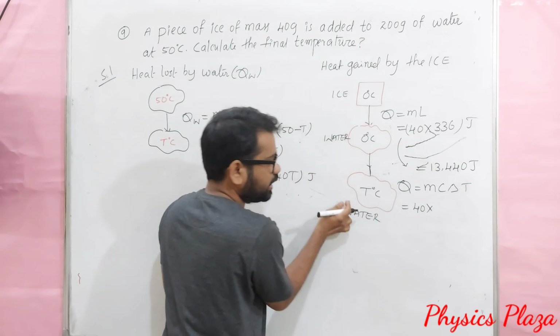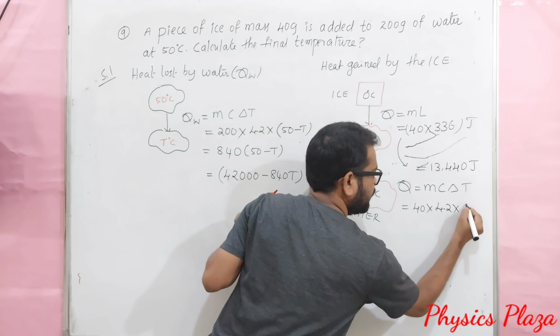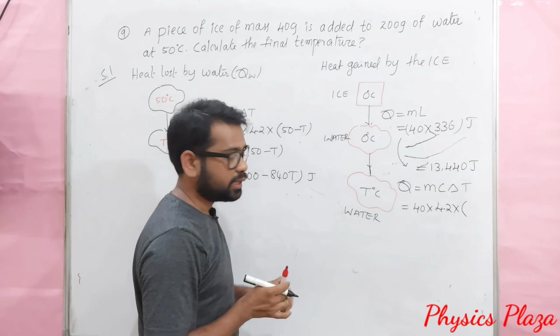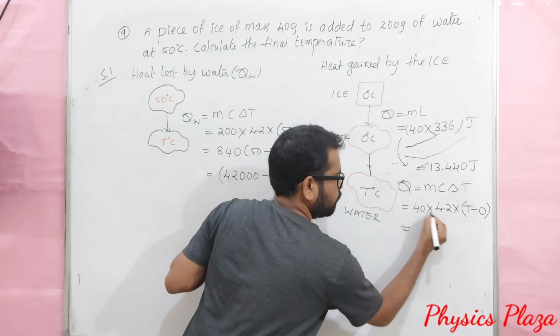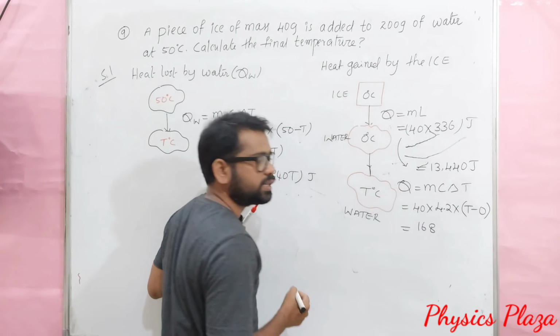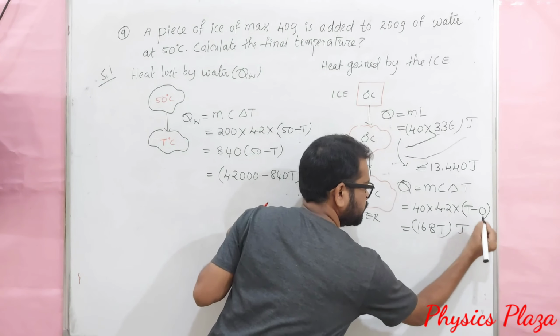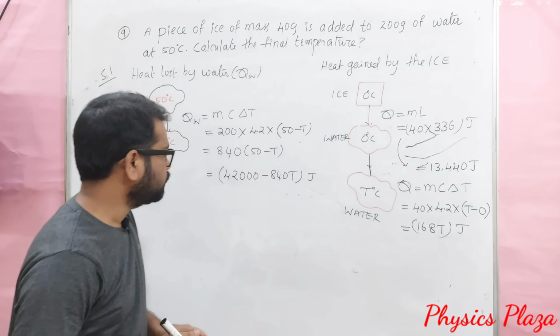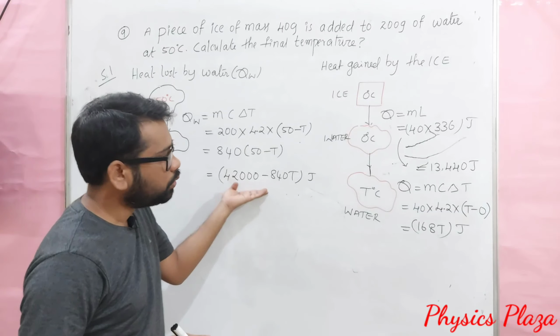C is the specific heat capacity of water, that is 4.2, into delta T. What is delta T, children? Delta T is T minus 0, so T minus 0 to be calculated. So how much will you get? 4 2s are 8, 4 4s are 16. It is 168 T joules.